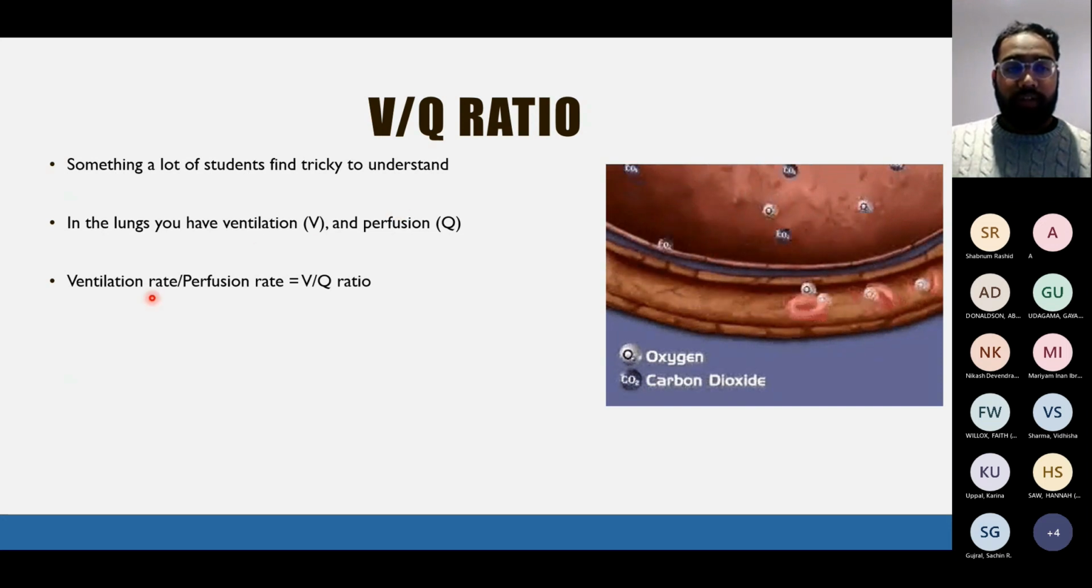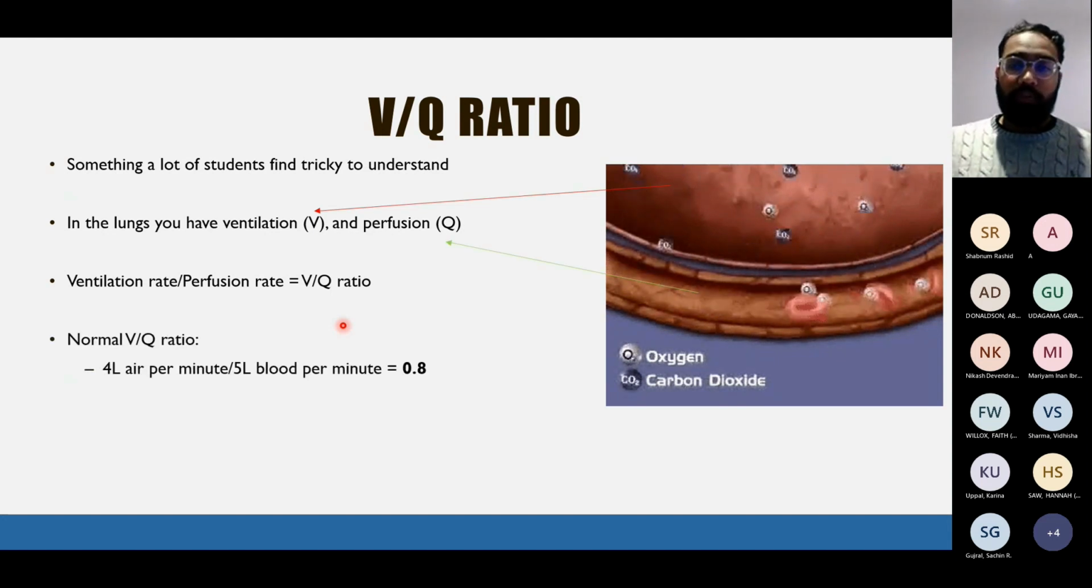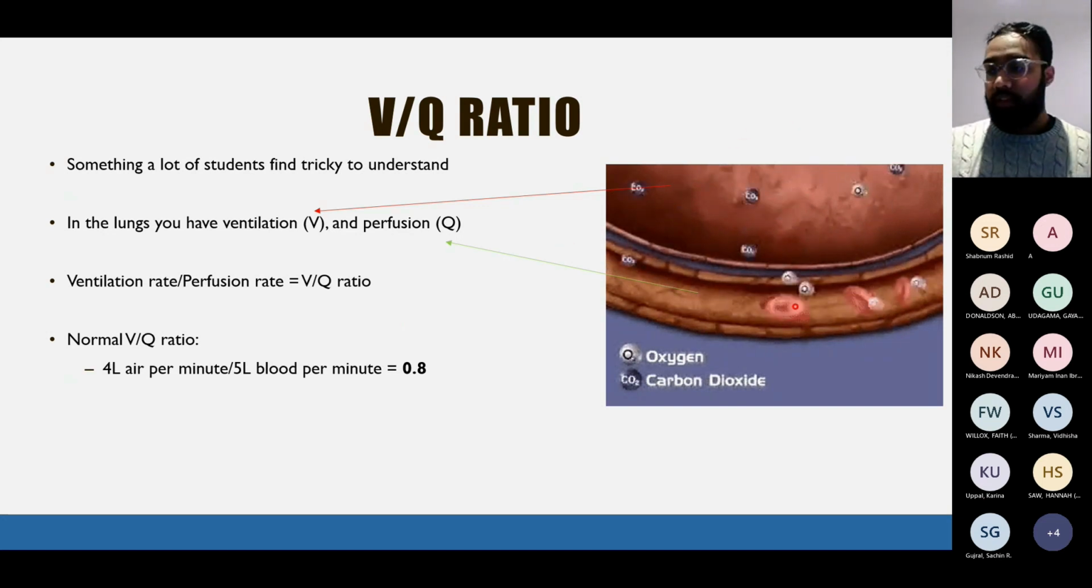The rate of ventilation divided by the rate of perfusion is the VQ ratio. Normally, at rest, like all of you are now, 4 liters of air comes in and out per minute, and 5 liters of blood circulates around per minute. So you do 4 divided by 5, the per minutes cancel out, and 4 over 5, 0.8, is a normal healthy VQ ratio at rest.